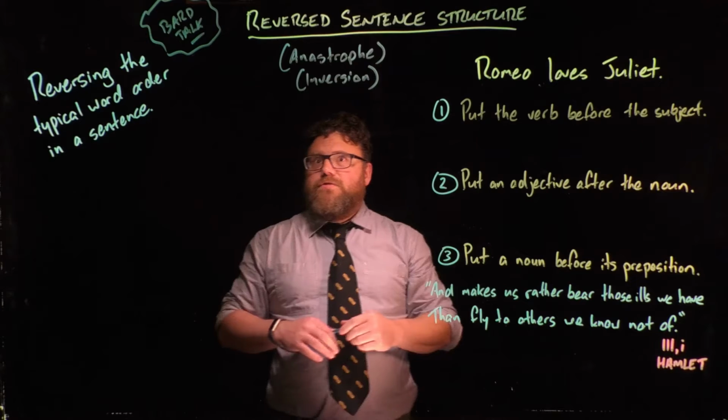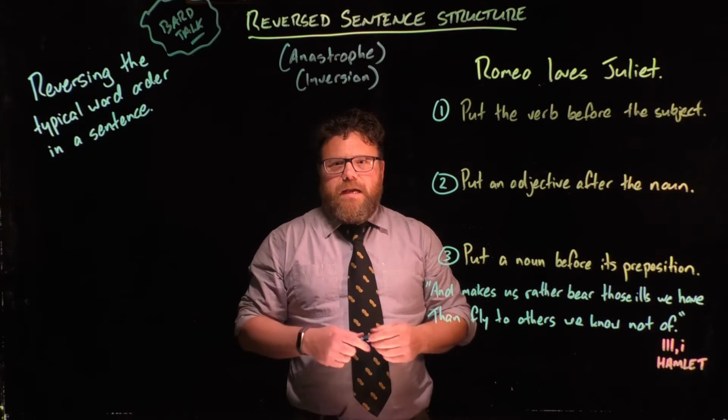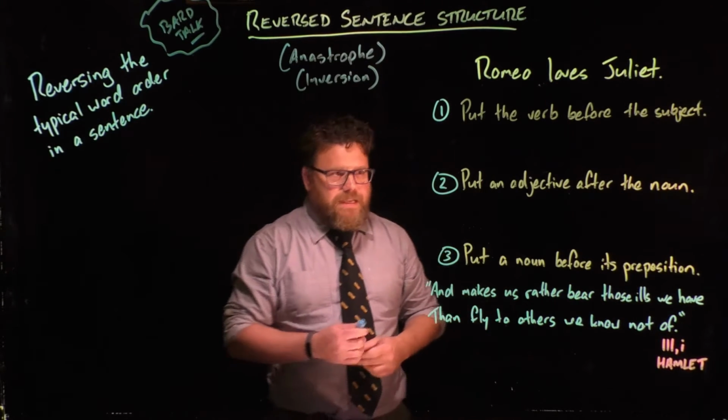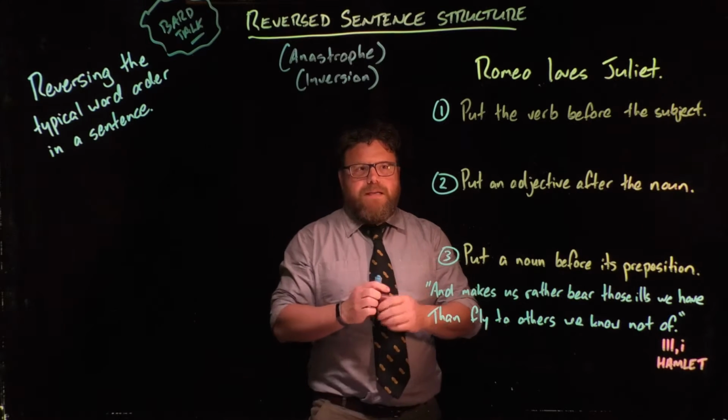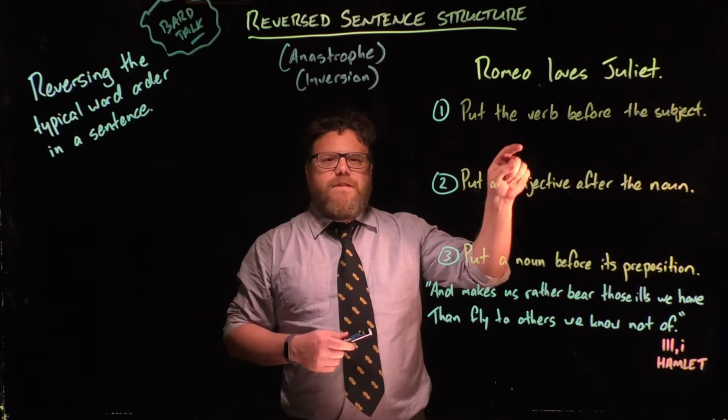Reverse sentence structure is reversing the typical word order in a sentence. And Shakespeare likes to play with sentences. He does this in numerous ways. Probably one of the most common ways is to put the verb before the subject.